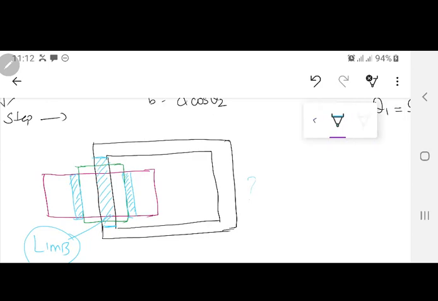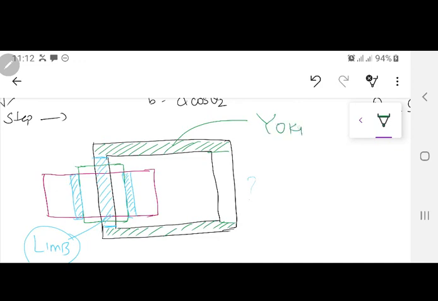Now, this portion, if I extend this one, which is connecting one limb to the other, or the portion from the below part, is called the yoke of your transformer. If you remember, the word yoke was used in machines where we had to complete the flux path, in DC machines or in AC machines. Here, the purpose is the very same. Because the flux is being produced in this limb, we want to complete the flux path.